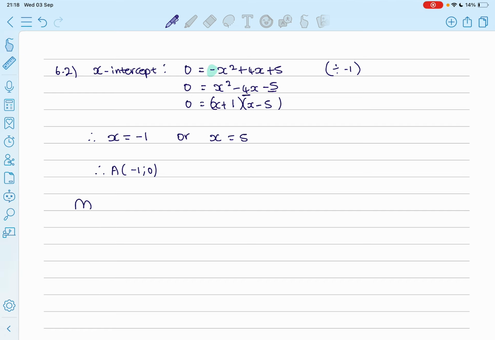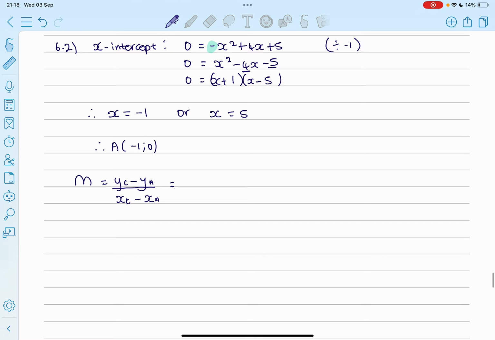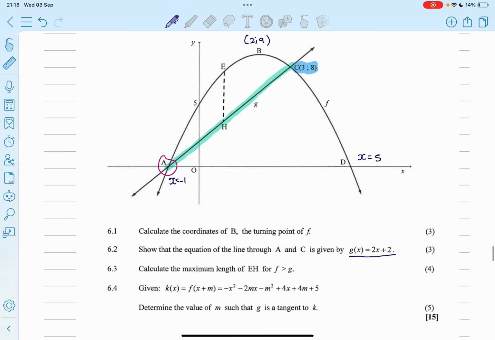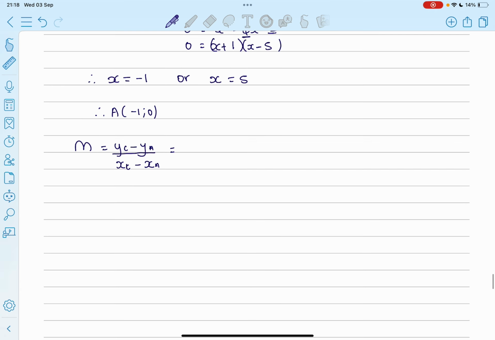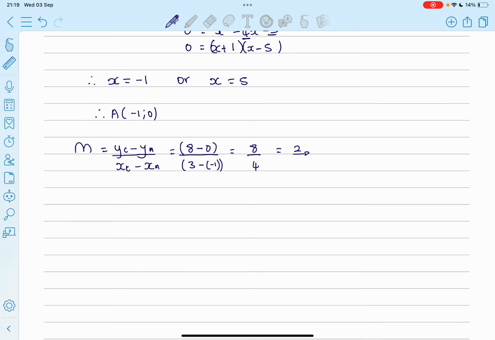Now we can use this point and point C to determine the gradient. So the gradient of our straight line will be given by the y of C minus the y of A all over the x of C minus the x of A. So this will be, C had the coordinates 3 and 8. So this will be 8 minus 0 over 3 minus -1. So now we end up with 8 over 4, which is just equal to 2. So the gradient of our straight line will be 2.